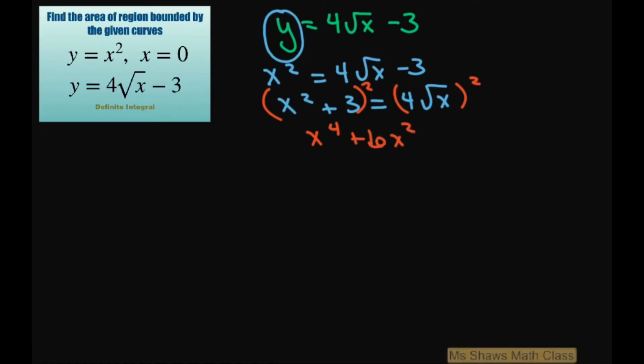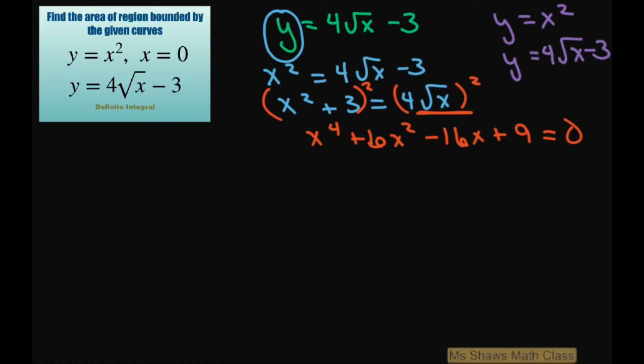I'm trying to do this mentally. Minus 16x plus 9. This is your 16x right here. And set it to 0. Now, just looking at this, if you have y equals x squared and y equals 4 square root of x minus 3, you can mentally see that one of the intersection points is at x equals 1. You substitute in 1 here and 1 here, you're going to get y equals 1. So that's an intersection point.